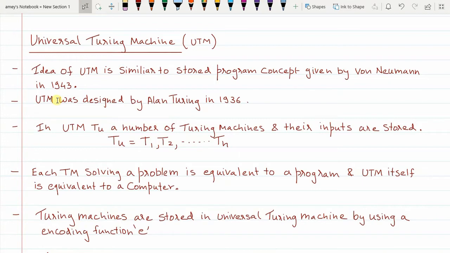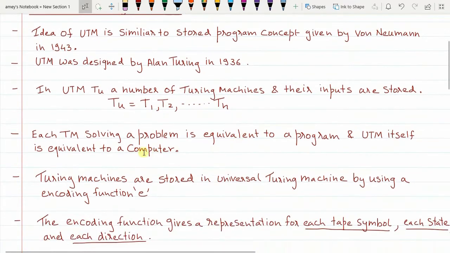Now what does the universal Turing machine do? The universal Turing machine, or UTM as we call it, has the capability of storing multiple Turing machines within itself. So in the UTM, which we call TU, a number of Turing machines and their inputs are stored, so that TU equals T1, T2 up to Tn, where T1, T2 up to Tn are individual Turing machines capable of doing some specific task. Each Turing machine solving a problem can be considered equivalent to a program, and the universal Turing machine that includes all those Turing machines is equivalent to a computer.